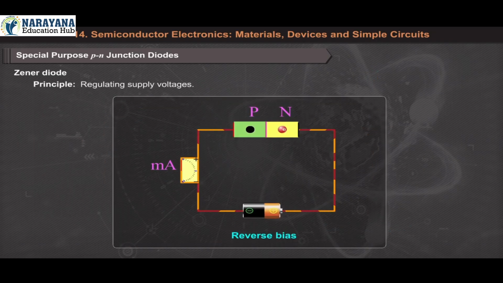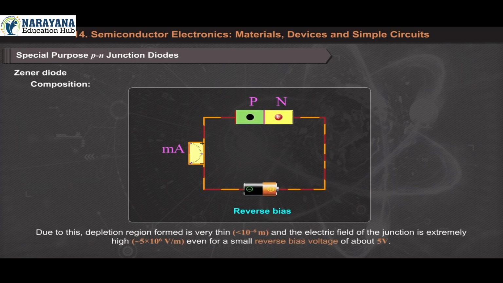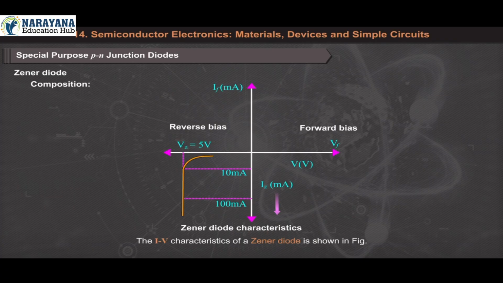Principle: regulating supply voltages. Composition: Zener diode is fabricated by heavily doping both P and N sides of the junction. Due to this, the depletion region formed is very thin, that is less than 10⁻⁶ meter, and the electric field of the junction is extremely high, that is similar to 5×10⁶ volt per meter, even for a small reverse bias voltage of about 5 volt. The IV characteristic of a Zener diode is shown in figure.